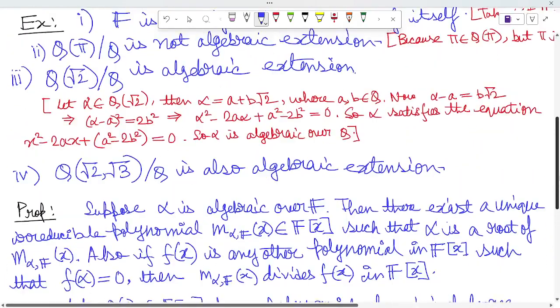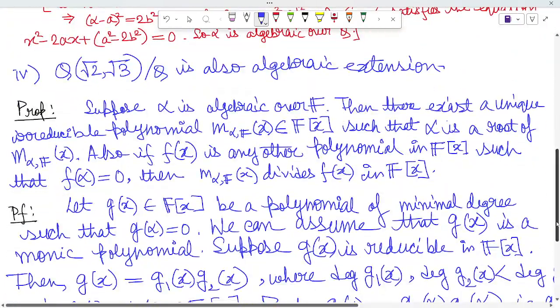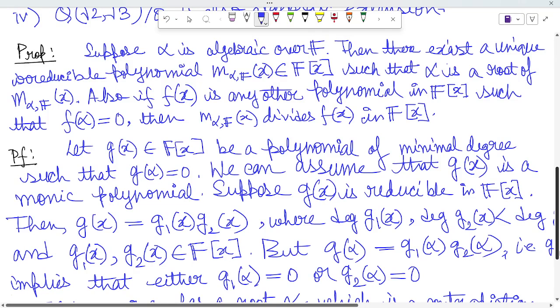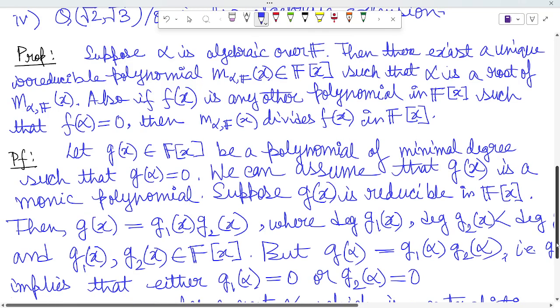Now what do I need to show? Here, if g(x) is the minimal degree polynomial, I need to prove that if any other polynomial f(x) has a root at alpha, then the minimal polynomial g(x), the minimum degree polynomial, would divide f.